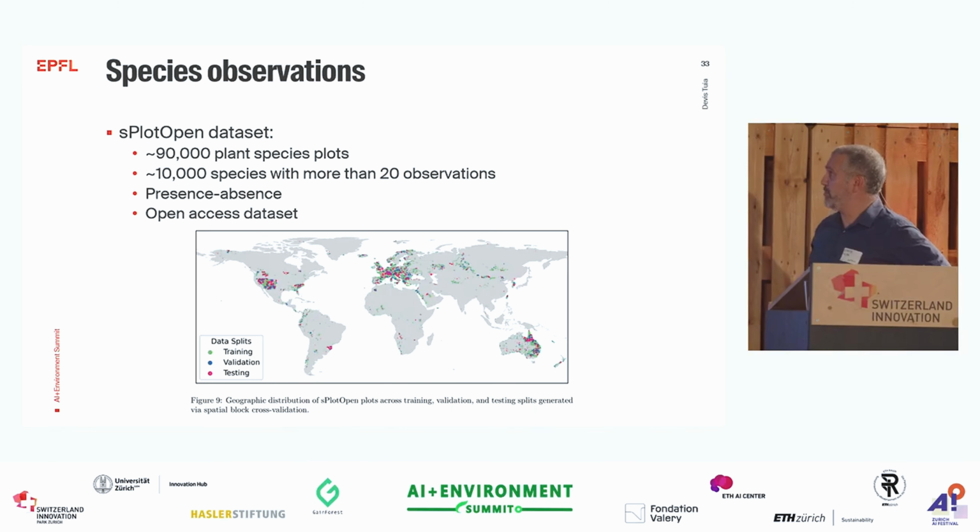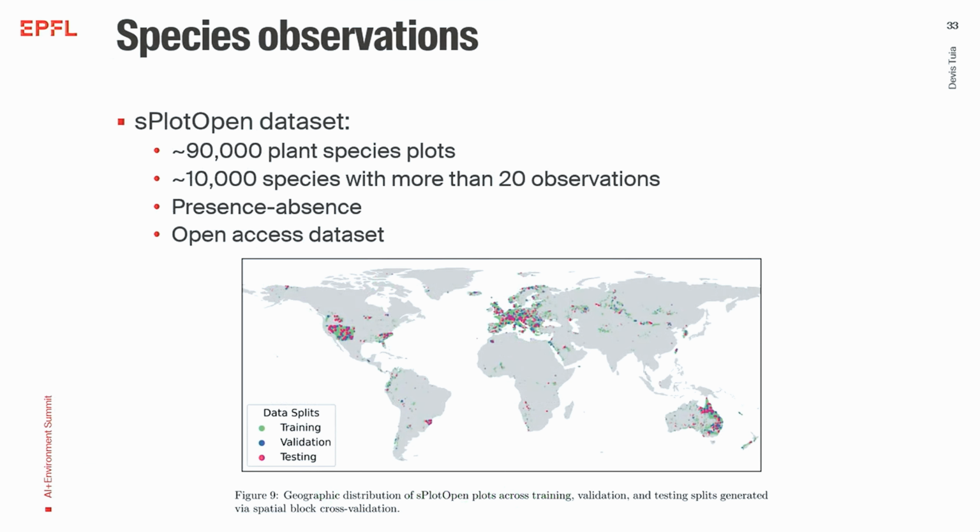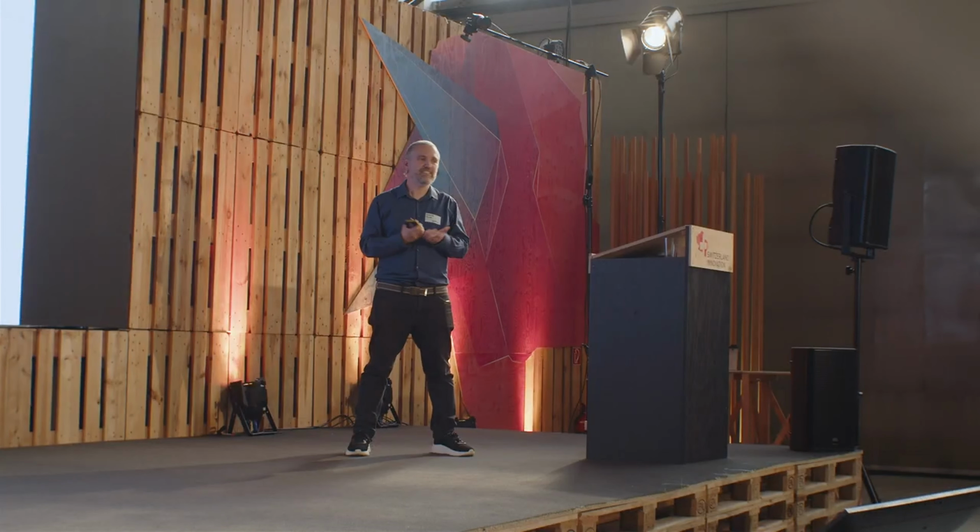So we work on the sPlotOpen dataset. It's a dataset about plants. It works by plots. So we have 90,000 of them, and we try to model 10,000 species, and we just kept those for which we have 20 observations. Less than that, it's a little bit not enough.